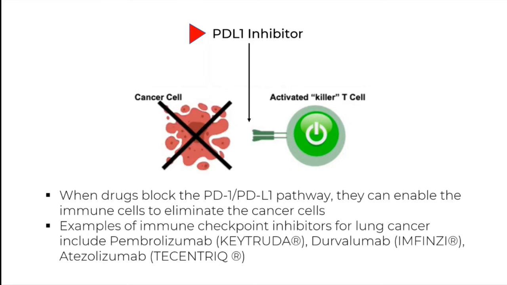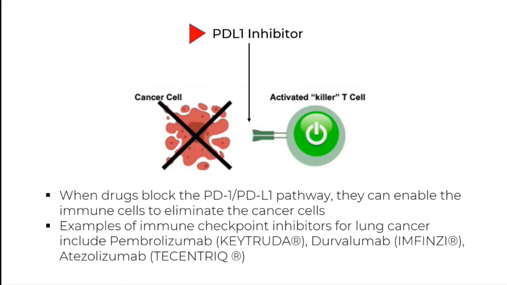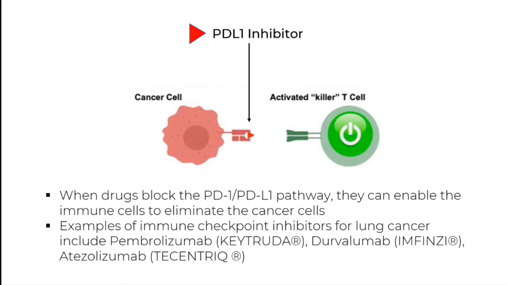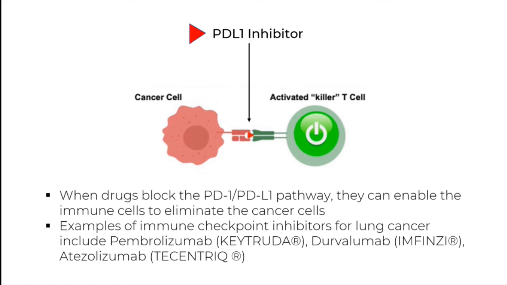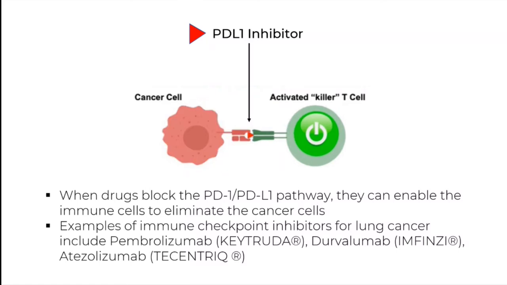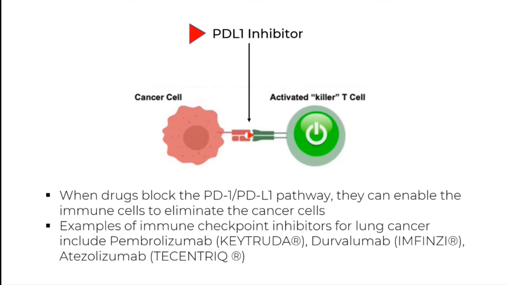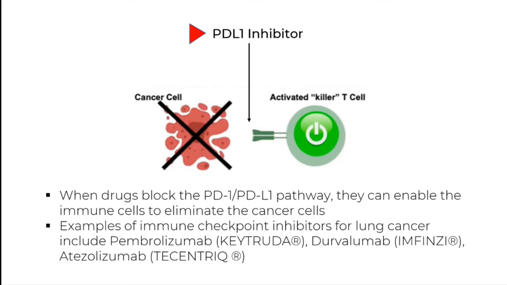Examples of immune checkpoint inhibitors for lung cancer include a drug called pembrolizumab, another name for that is Keytruda, durvalumab, another name for that is Imfinzi, or atezolizumab, another name for that is Tecentriq. These are very commonly utilized immune checkpoint inhibitors that are very effective for the treatment of lung cancer.